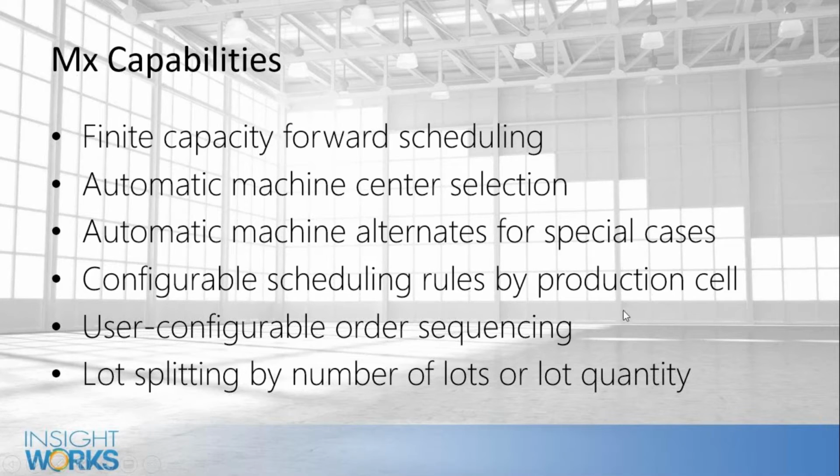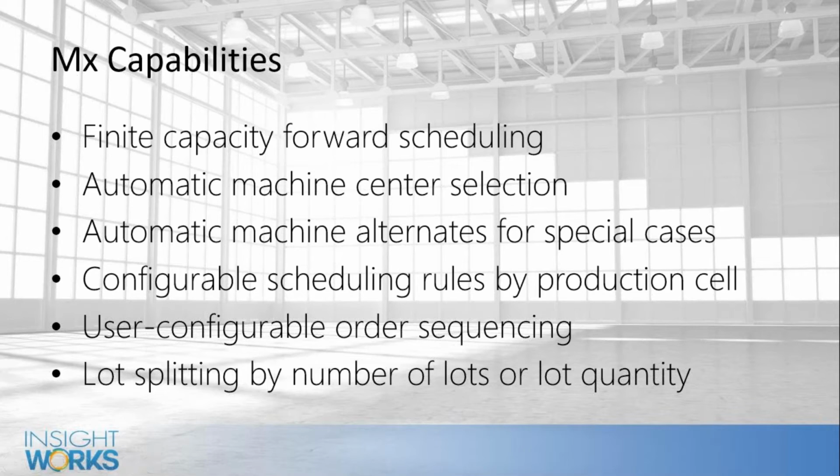Now we can do things by production cells. So these configurable rules we'll talk about when we get in there, along with the sequencing. So we can sequence light to dark, hot to cold, all those sorts of things. The lot splitting is also important. If you're running sort of a high volume environment where you've got an order for 10,000 whatever widgets, you're not necessarily going to want to run those all on one machine for the next week and tie everything else up. You might want to split that up in individual lots. So we can do that.